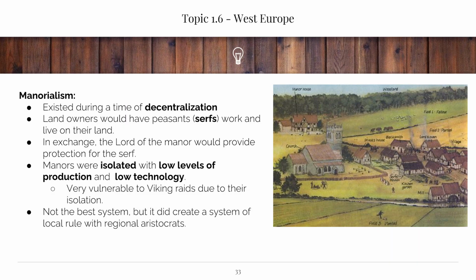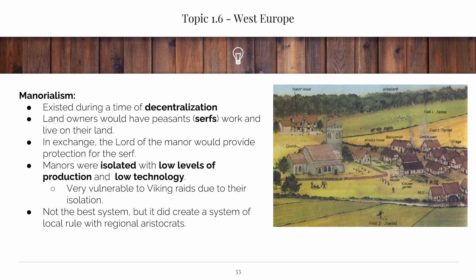Manorialism was the primary economic system that we saw throughout Europe at this time. It existed during a time of decentralization. Landowners would have peasants or serfs work and live on their land. In exchange for that, they would provide protection to the serfs. The manors were isolated, which meant they had a low level of production and not a lot of advanced technology.